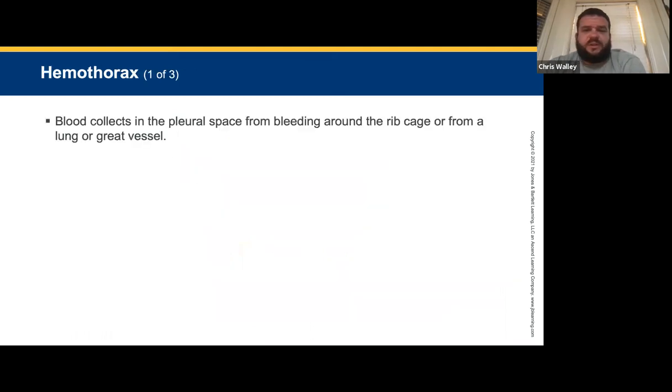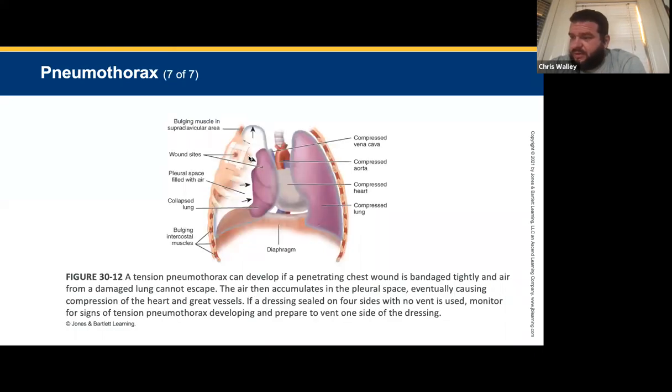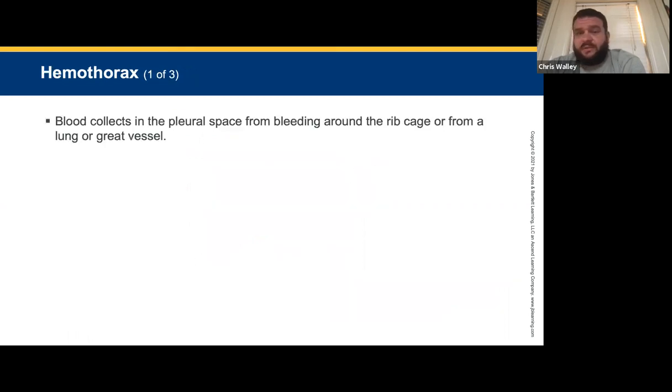Hemothorax is a condition in which blood collects into the pleural space from bleeding around the rib cage. And remember, if you are right around the bottom of your ribs, right on the bottom side and sometimes posterior of your ribs, you have all those nerves and the blood vessels. So if there's damage there, you're probably going to be bleeding from that area too, and that can fill in the space.